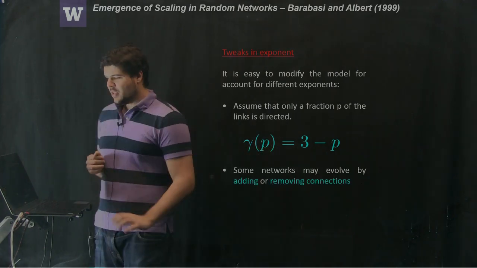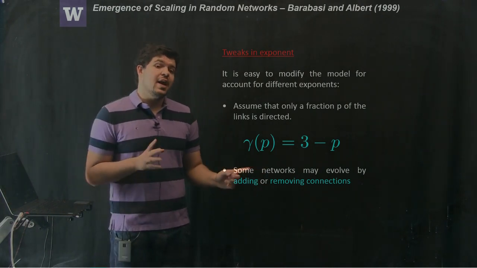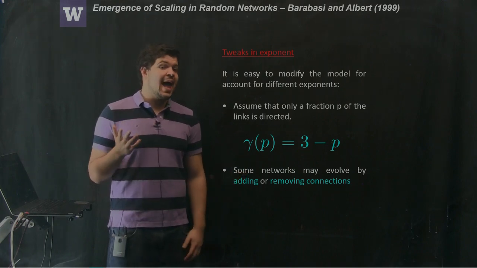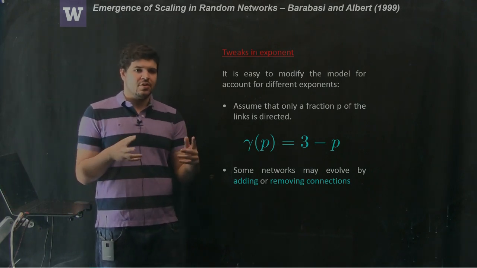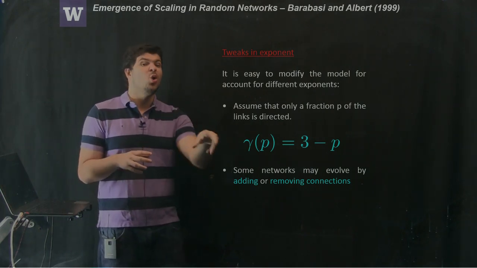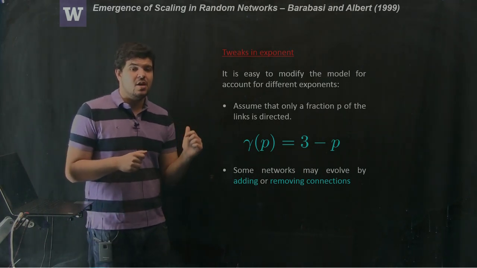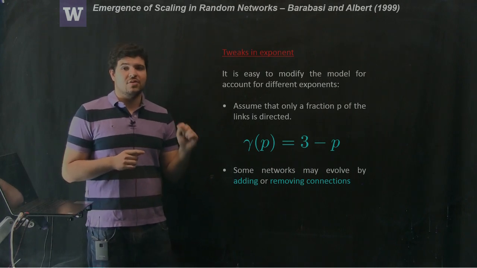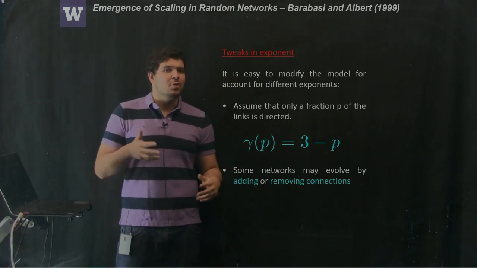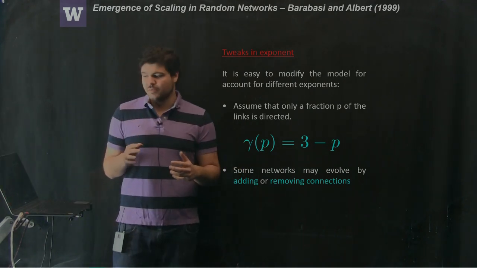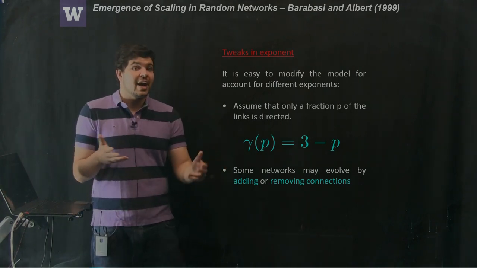And another thing you can do is that some networks may evolve by adding or removing connections. So if you add some rules, some ingredients for how you're going to remove some of the old connections, and how you're going to modify some of the old connections, you might also get variations on this exponent. And maybe a mixture of all these things is what creates behavior that is not exactly captured by gamma equals 3, but we can get close enough.